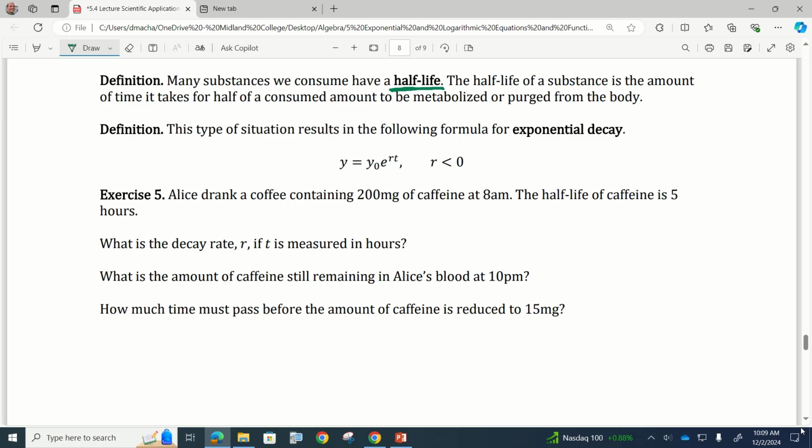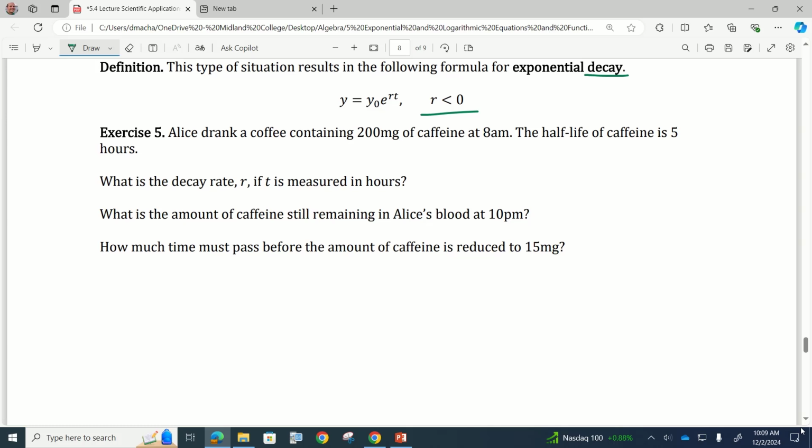This is called exponential decay, and you'll notice it's exactly the same formula as we had for exponential growth, only now r is a negative growth rate if it's decaying. So r is negative for decay. Anyways, exercise number 5 says Alice drank a coffee containing 200 milligrams of caffeine at 8 a.m. The half-life of caffeine is 5 hours. What is the decay rate? What's this little lowercase r?